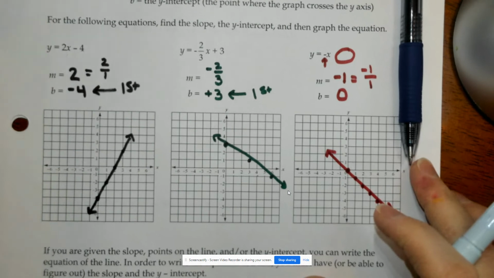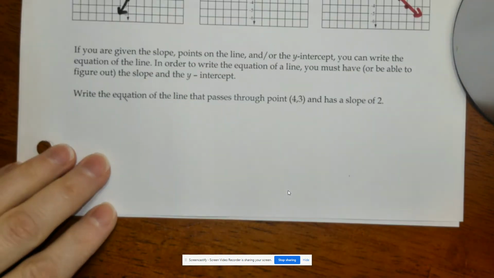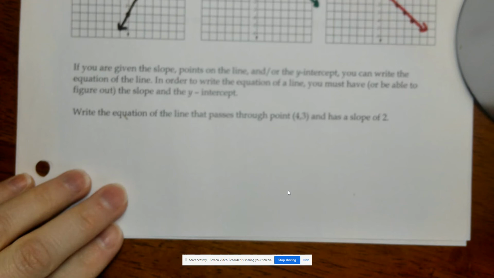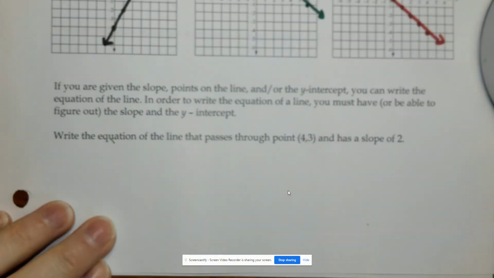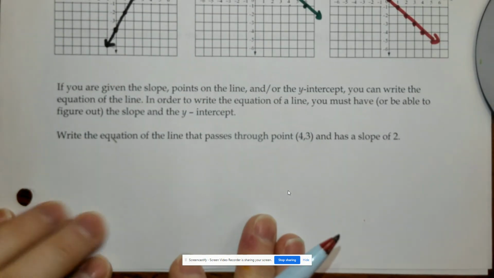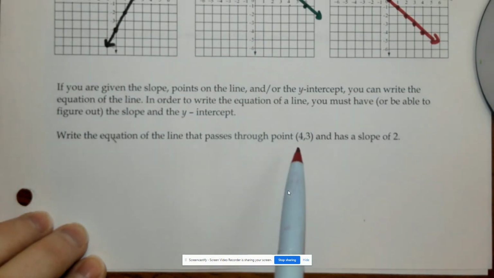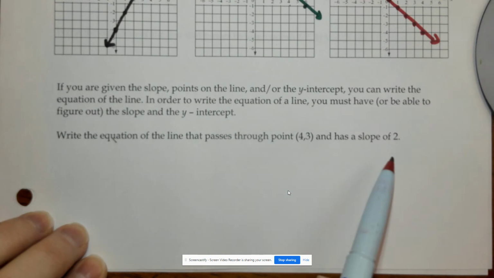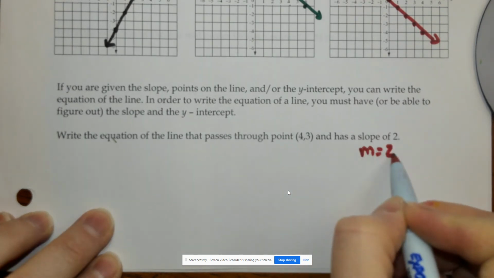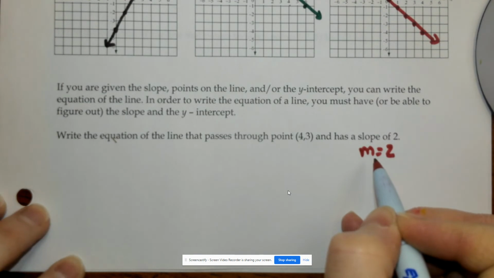If you are given the slope, points on a line, and or the y-intercept, you can write the equation of the line. In order to write the equation of the line, you must have or be able to figure out the slope and the y-intercept. So if we want to write the equation for a line that passes through (4, 3) and has a slope of 2, we have m equals 2. What we don't have is the intercept.